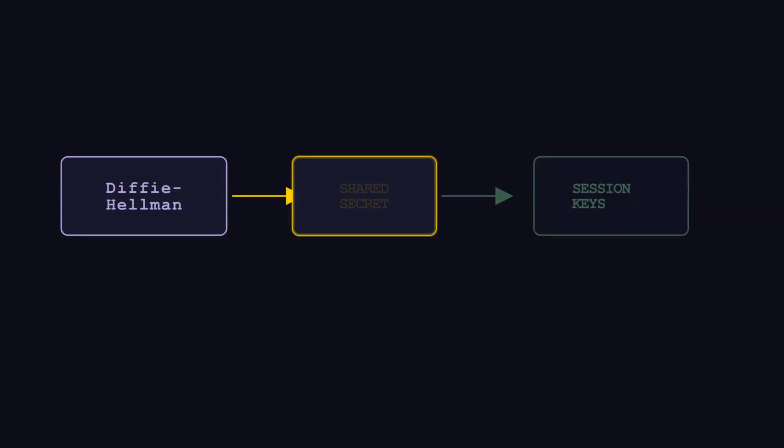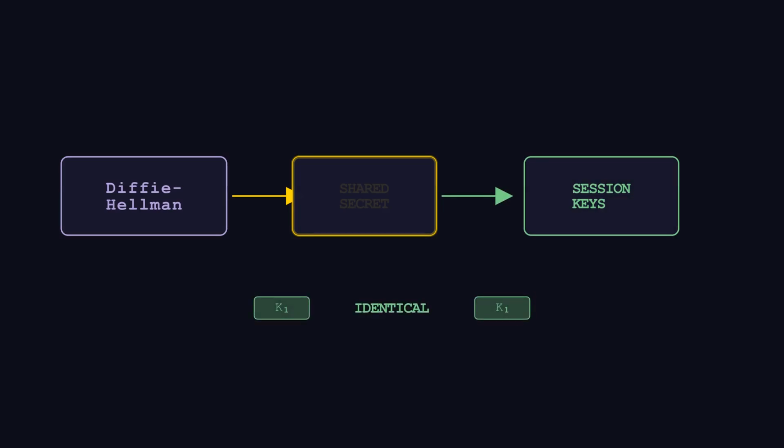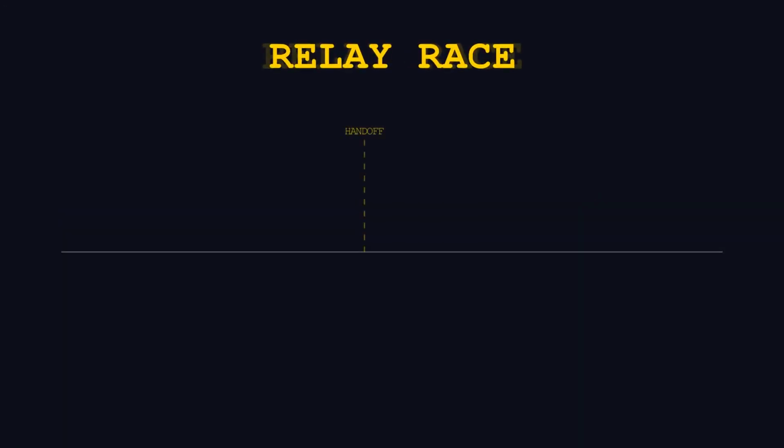The handshake uses Diffie-Hellman, which is asymmetric math, to derive a shared secret. From that shared secret, both sides generate identical symmetric session keys, and from that point forward, everything is AES. It's a relay race. Asymmetric runs the first 100 meters, establishes the secret. Then it hands the baton to symmetric, which sprints the remaining marathon.